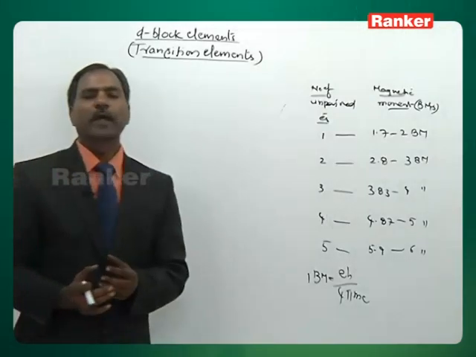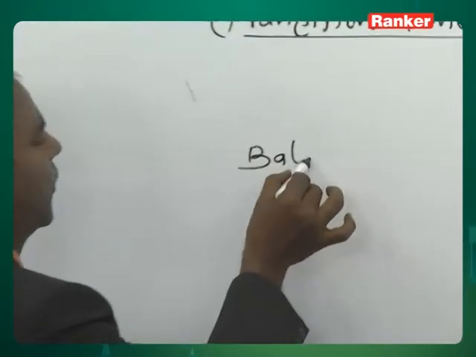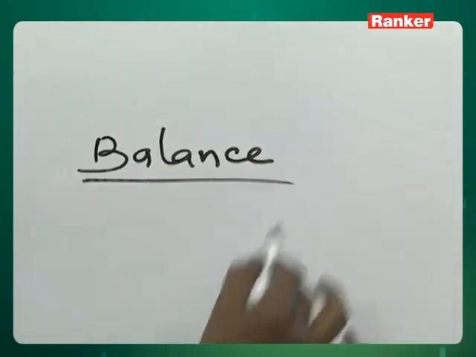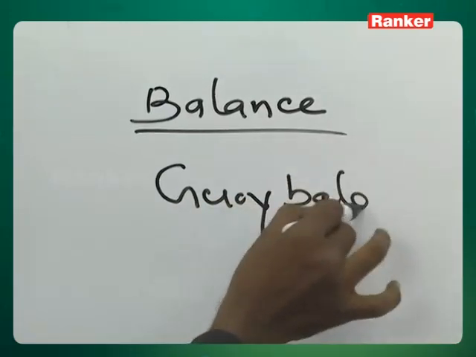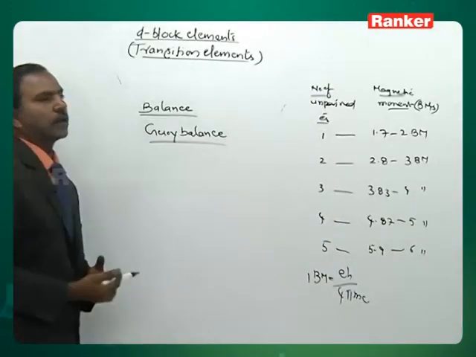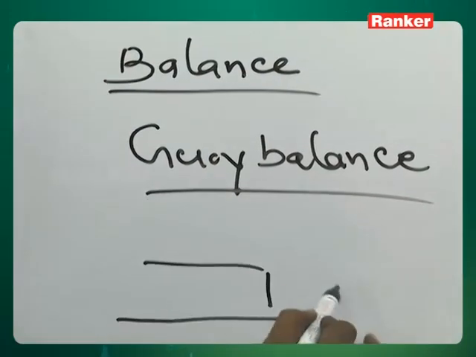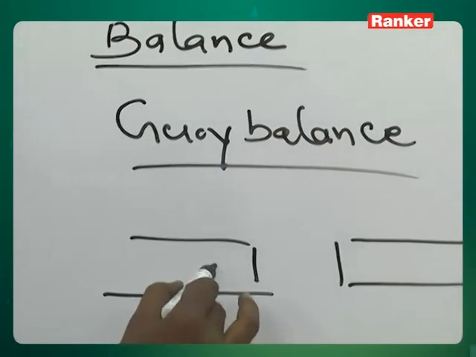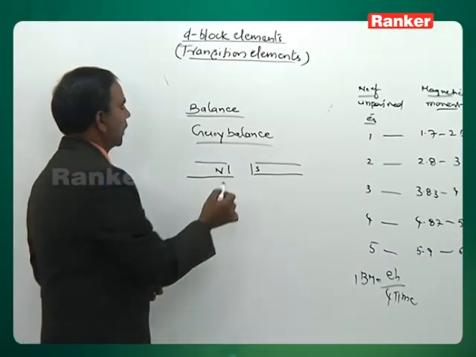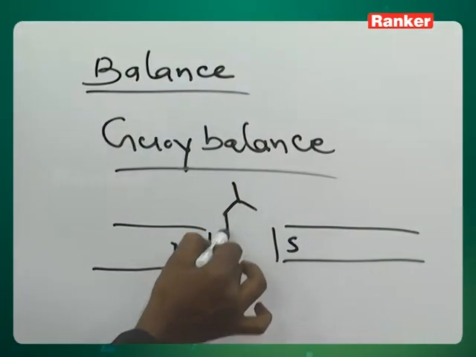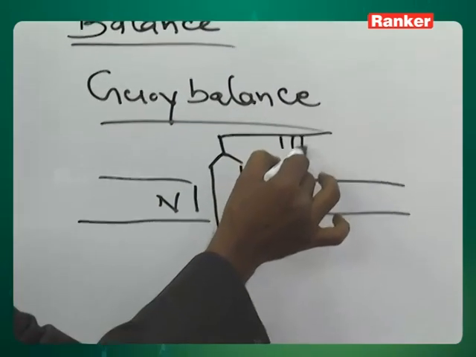Generally, magnetic moments are measured by using a balance. What do you call this particular balance? This is the Gouy balance. The magnetic moments are generally measured by using the Gouy balance. The experimental setup is like this: two magnetic poles will be there, one north pole and one south pole. In between these two, a small glass tube is hanging, which is connected to a digital weighing machine.